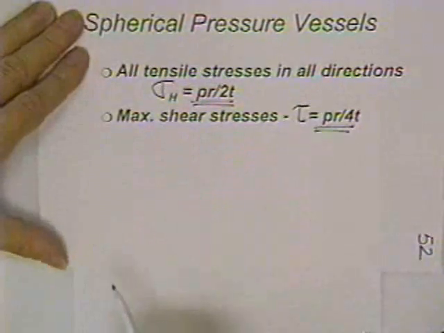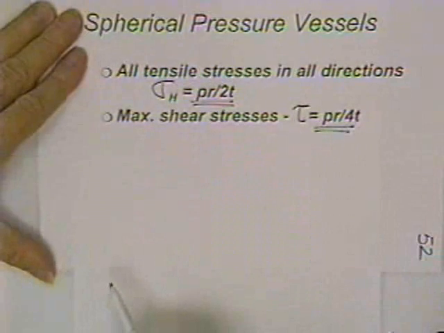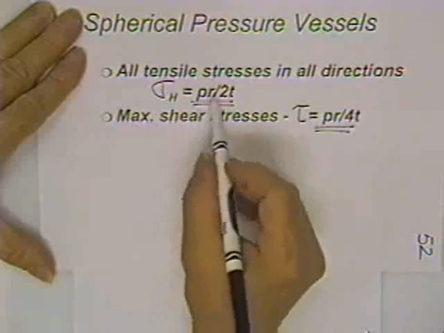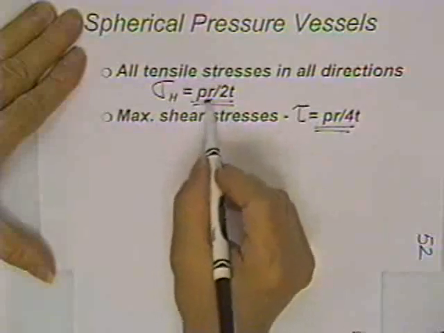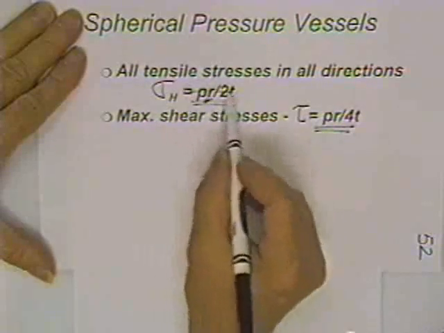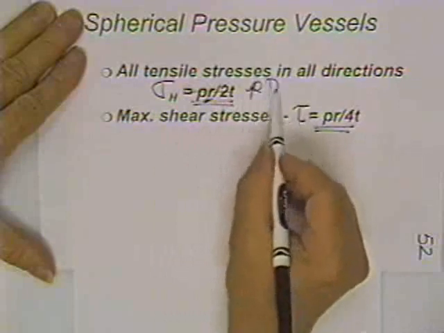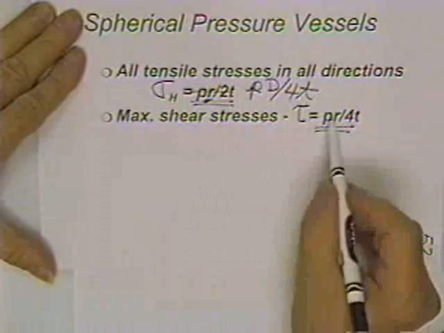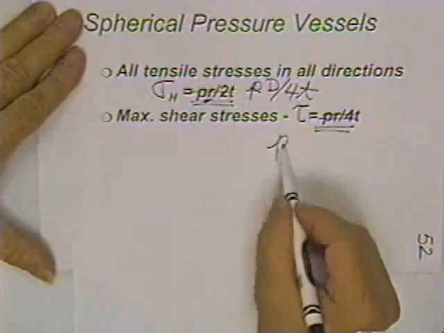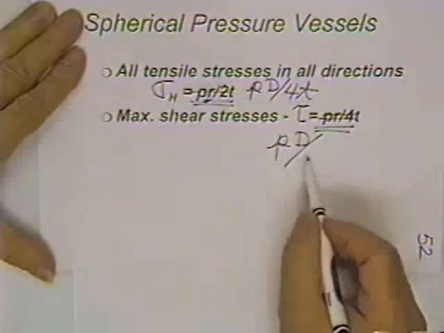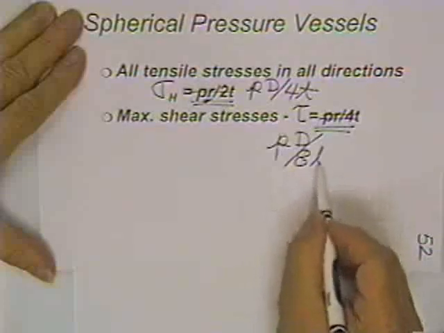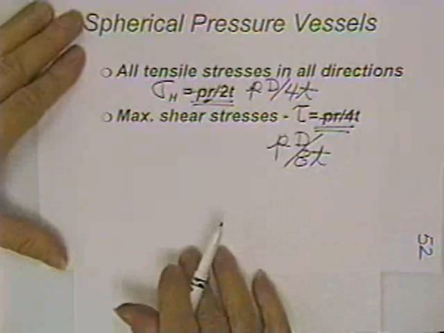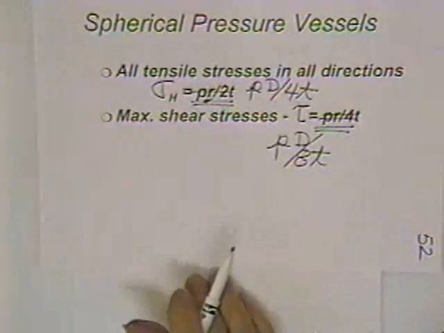Maximum shear stress in that one is PD over 4T. That's correct, but that I changed to R here. That's a mistake. Really should say PD over 4T to be consistent with the other one. This ought to say PD over 8T. Is that right? Well, here they are.